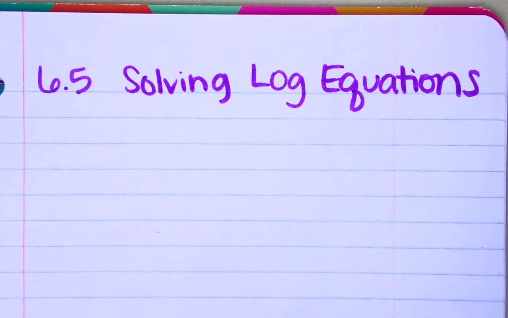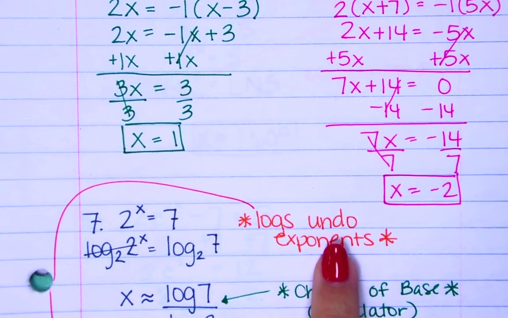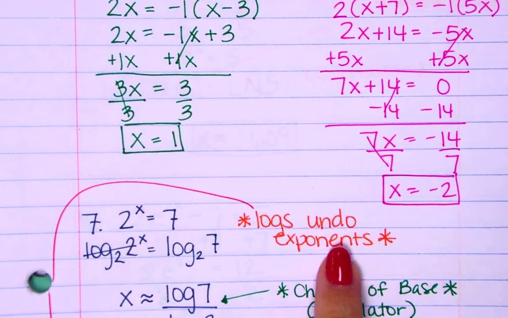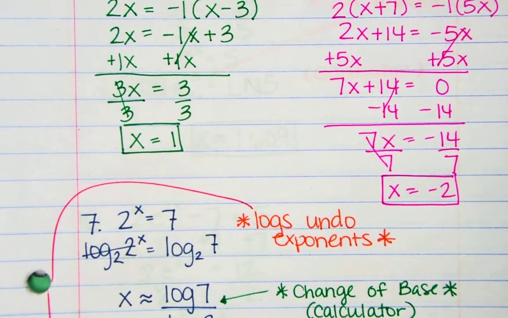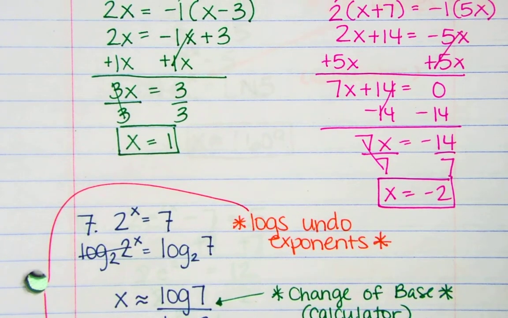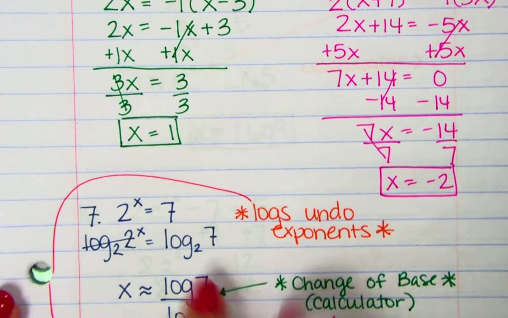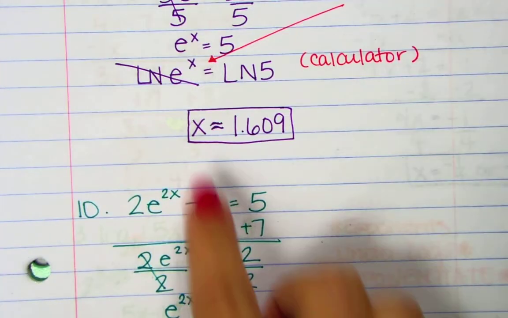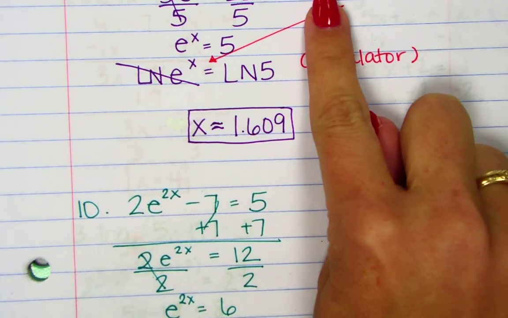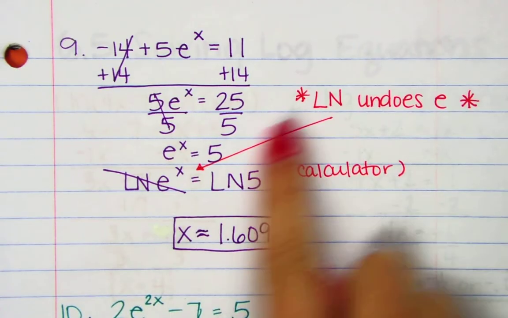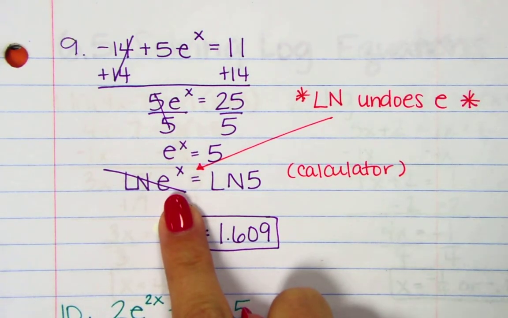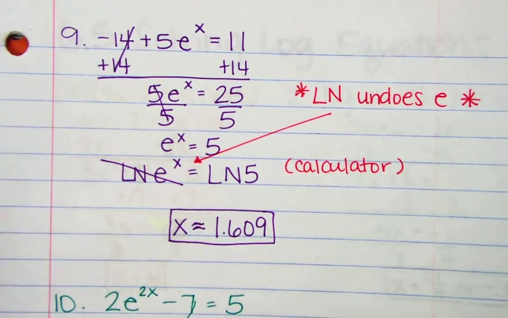Okay, so last time we solved exponential equations, and remember the thing that we learned at the end was that logs undo exponents, right? That was the new rule that we learned: how to solve if you don't have common bases on both sides, then you can use logs to undo your exponents. That's what we did on 7 and 8. And then on number 9 and 10, natural log undoes the natural base. Those went together. So that's just a reminder.